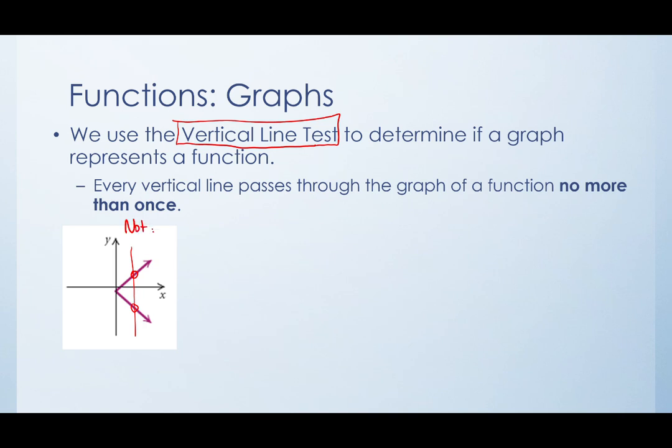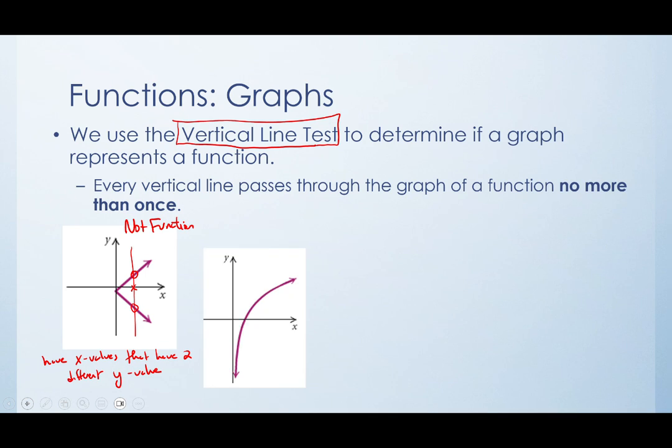Not a function. Why is that? Because whatever this particular x value is has two different outputs. So we have x values that have two different y values. So that's not a function, right? Because for a function, for each x value you have only one y value, one output.